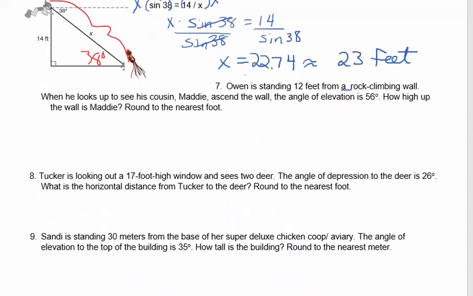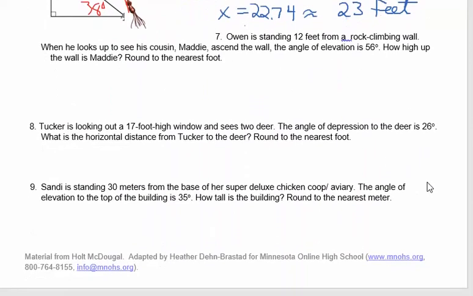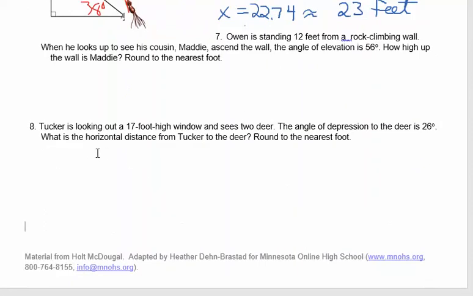So let's do another problem that doesn't have a picture yet. Number 7, 8, 9, none of those have pictures. Let's do number 8, or at least we'll set the picture up for it. I'm going to give myself a little more room here. So Tucker is looking out a 17-foot high window. That's pretty tall. Pretend that's a straight line, and he sees 2 deer.